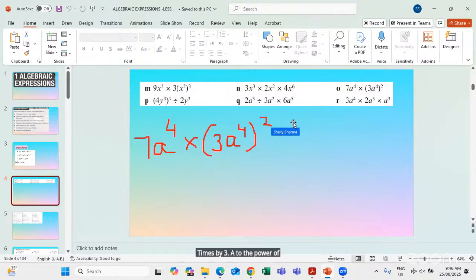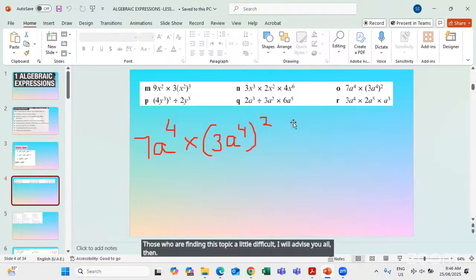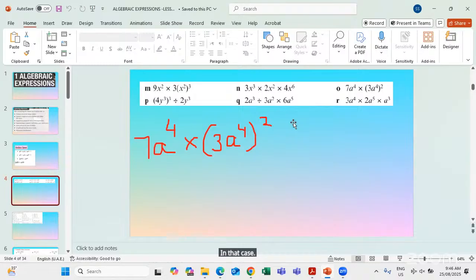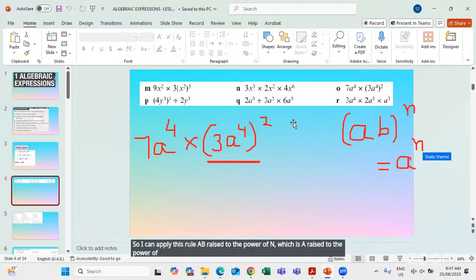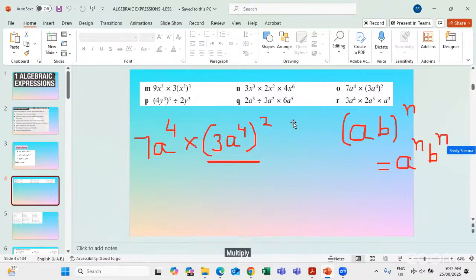Those who are finding this topic a little difficult, I will advise you to write down the index rules every single day for about 1 week. Then it will be easy for you to identify which rule you have to apply. Here I see that we have 3a to the power of 4 and the whole raised to the power of 2, so I can apply this rule: ab raised to the power of n is a raised to the power of n multiplied by b raised to the power of n.